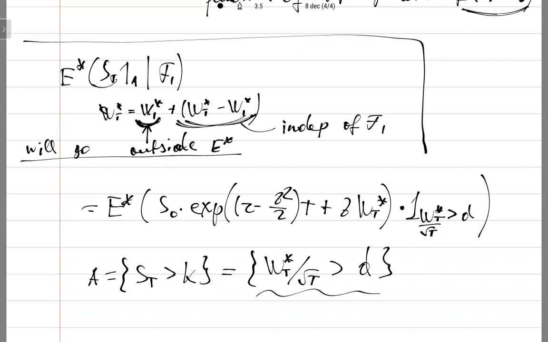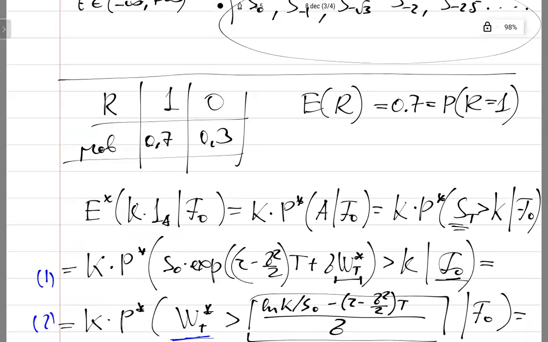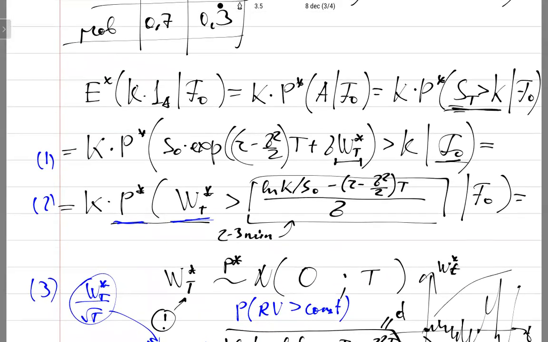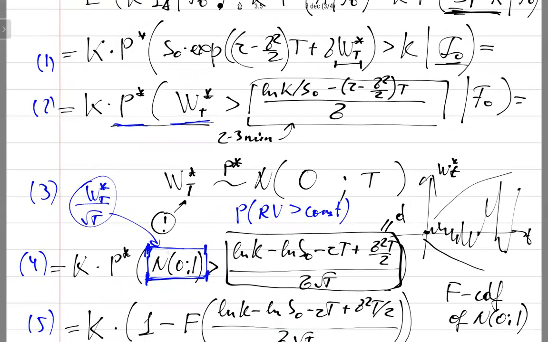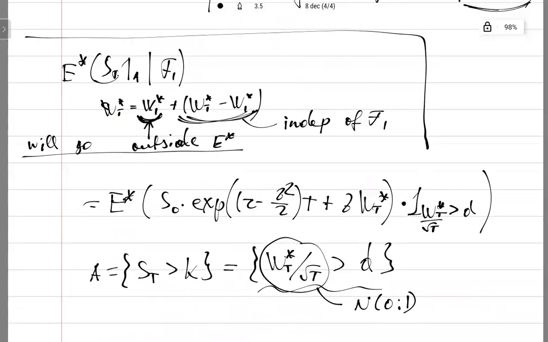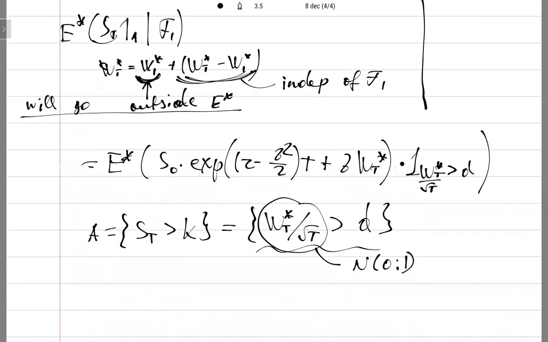A is S_T greater than K, or we have simplified it so that W_T star over square root of T is greater than D. Why is this more preferable? Because finally, this will be normally distributed with mean zero and variance one. So we have proven on the previous page that S_T greater than K is completely equivalent to the scaled W_T star being greater than some value D. Okay, let's write A.